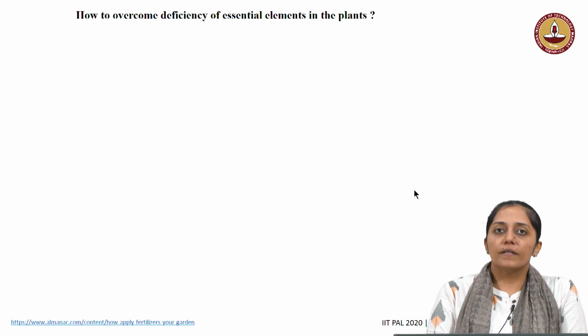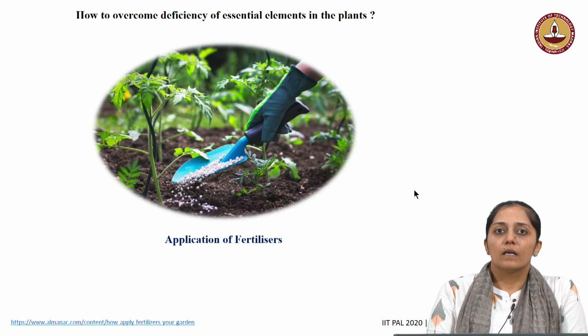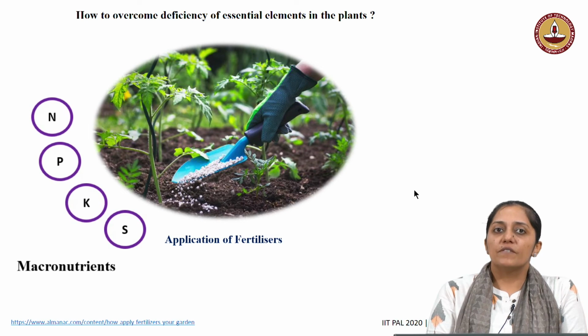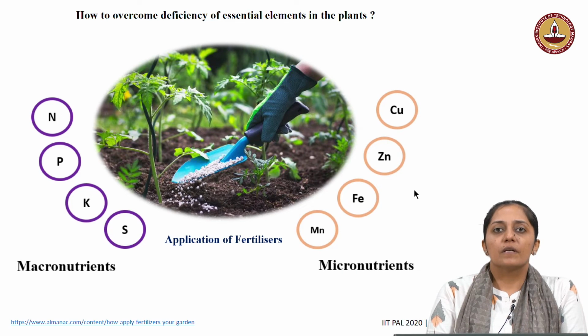Now, how can we avoid the deficiency of these essential elements in plants? It is through application of fertilizers. Now, these fertilizers include both the macronutrients like nitrogen, phosphorus, potassium, sulphur and also micronutrients like manganese, iron, zinc and copper. So, these are added to the soil to remove any deficiency of the essential elements in plant.